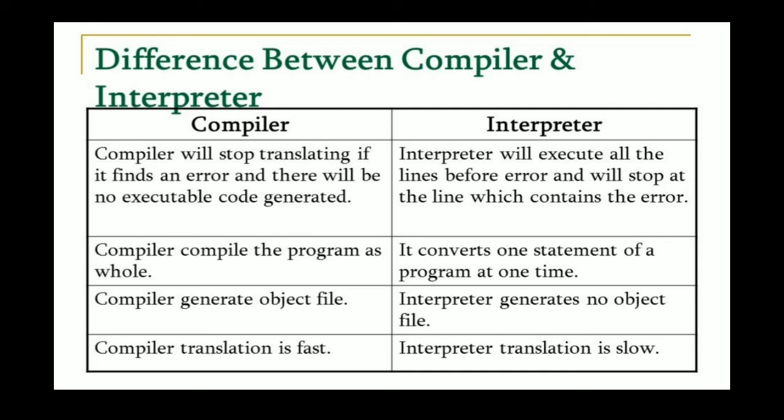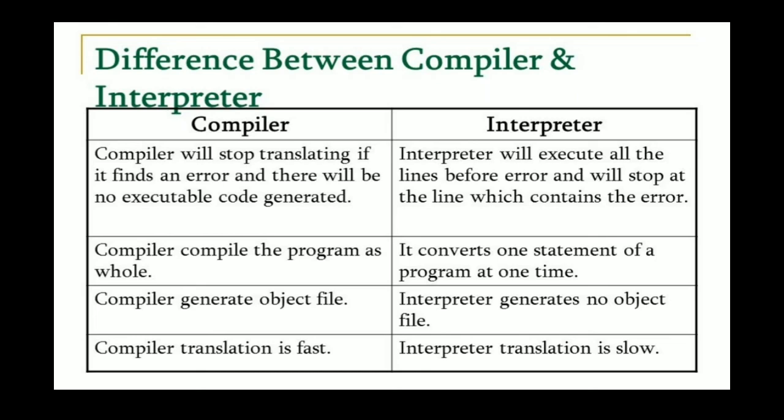Third is, compiler generates an object file, but interpreter does not contain an object file because it directly converts into machine form. The last one is, compiler translation is fast because it generates an object file directly, but interpreter translation is slow because it works line by line only, not the whole program, and there is no object file also.